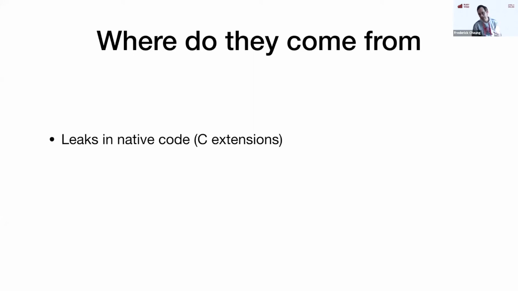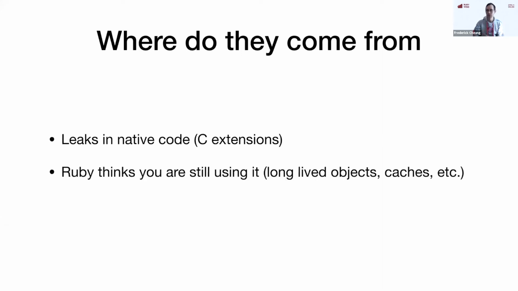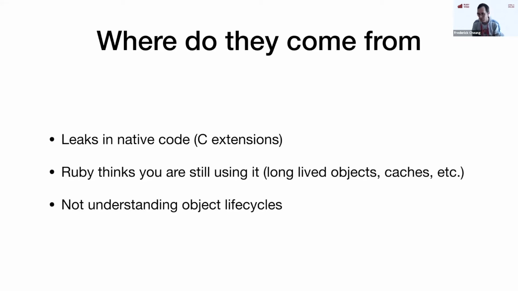Other than that, and assuming there's not a bug in Ruby, which does also happen, if Ruby isn't garbage collecting your memory, it means that it thinks you're still using it. So it's some long-lived object, a cache, a global variable, something like that. So a lot of the time, a memory leak in Ruby boils down to not understanding object life cycles. And I'll show what I mean by that with an example.